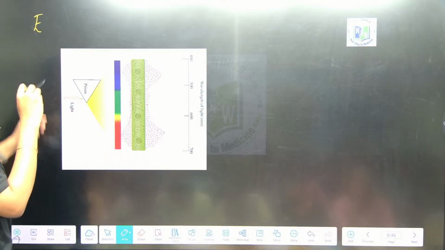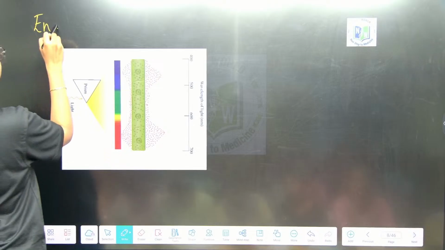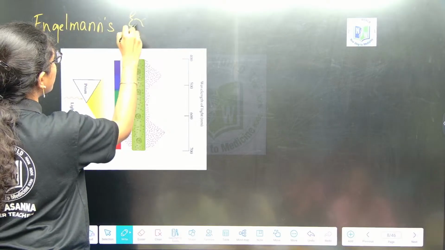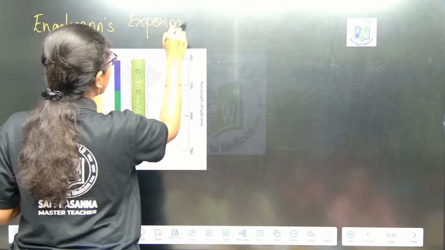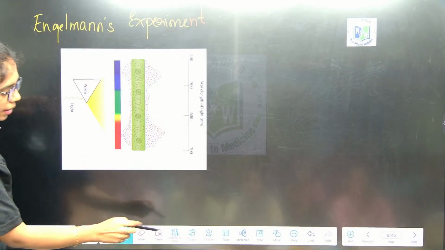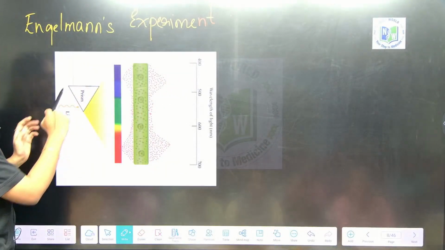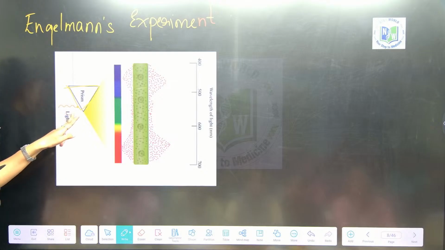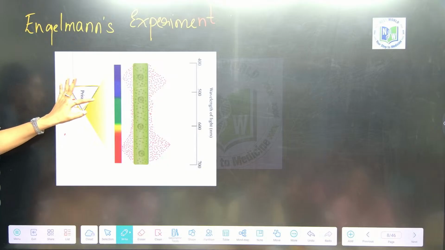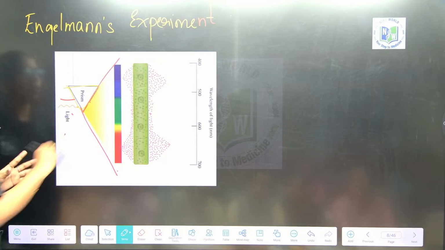Two more scientists are left, Engelmann's experiment and C.B. Van Niel. First we will learn this. So what happened is, unilateral sunlight is placed on a prism. Over a prism, what is placed? Unilateral sunlight. From the prism, the unilateral sunlight is passed, and from here it will be scattered to VIBGYOR, to 7 colors.